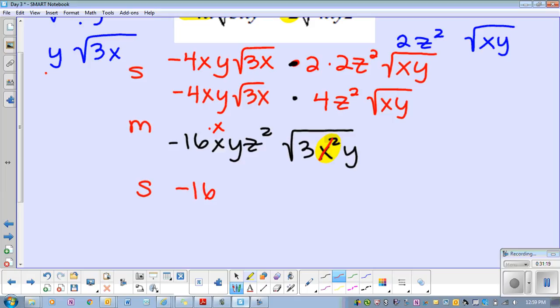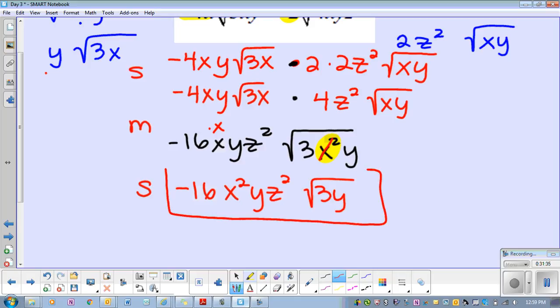Negative 16, now we have 2 x's, so x squared, y, z squared, root 3y. Now we're done. Okay?